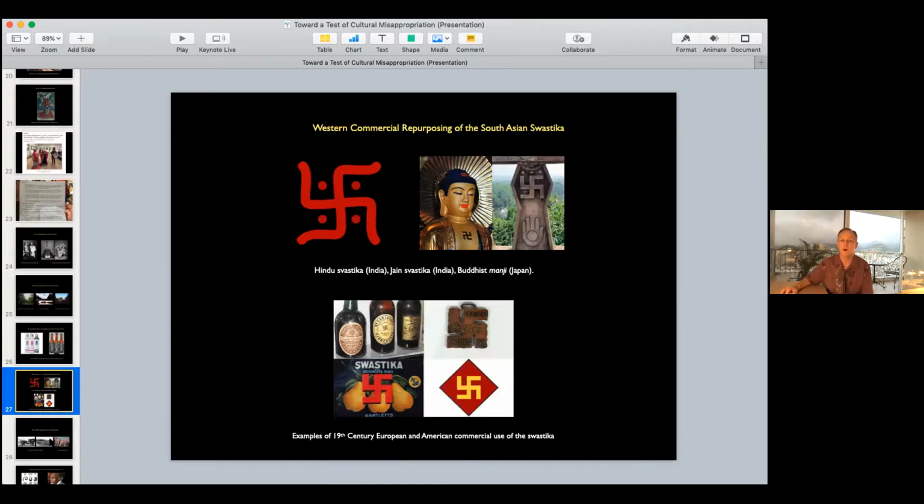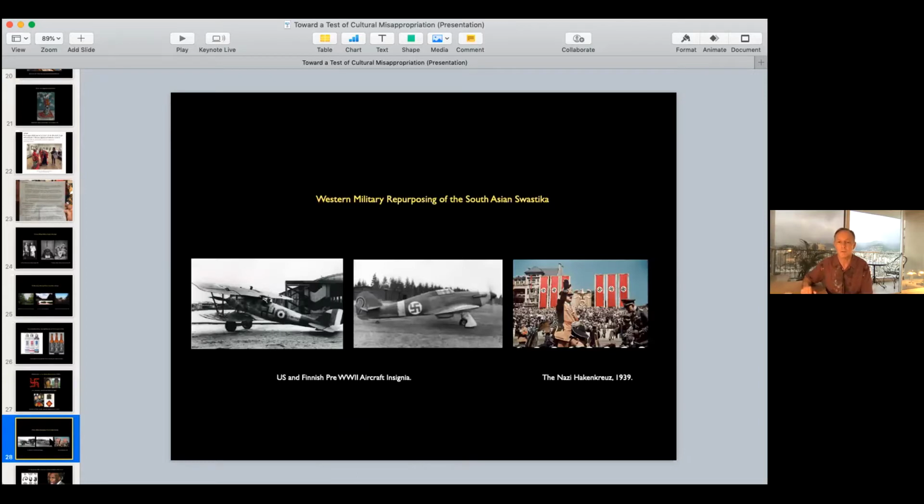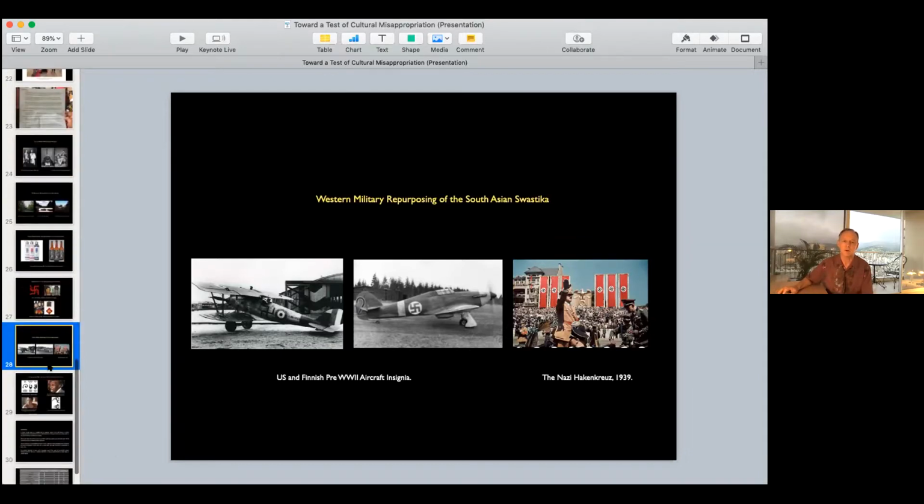And everybody thought it was fine. Even Western militaries before Germany, the British and Americans and Finnish air forces were commonly using the swastika on their vehicles, and it only is after it was taken over by the Nazi Party in the form of the Hakenkreuz that it gained this dreadful reputation, of course. But now it's effectively altered forever in the minds of many.